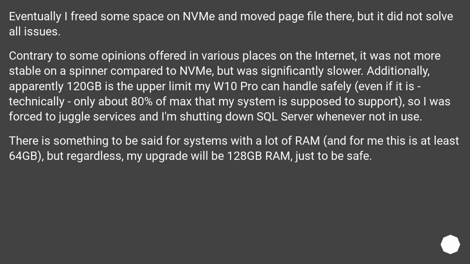Additionally, apparently 120 GB is the upper limit my W10 Pro can handle safely, even if it is, technically, only about 80% of the max that my system is supposed to support, so I was forced to juggle services and I'm shutting down SQL Server whenever not in use. There is something to be said for systems with a lot of RAM, and for me this is at least 64 GB, but regardless, my upgrade will be 128 GB RAM, just to be safe.